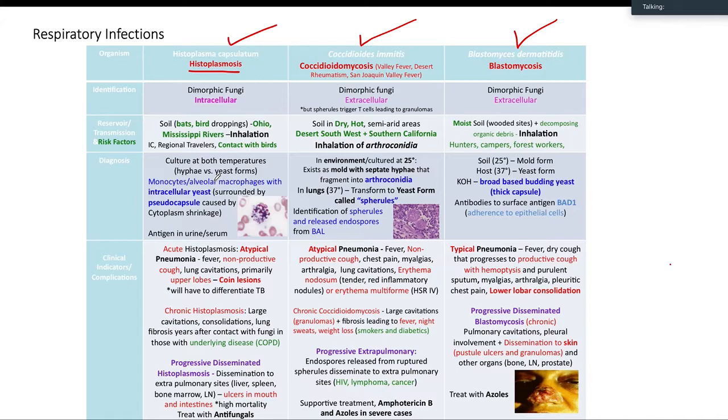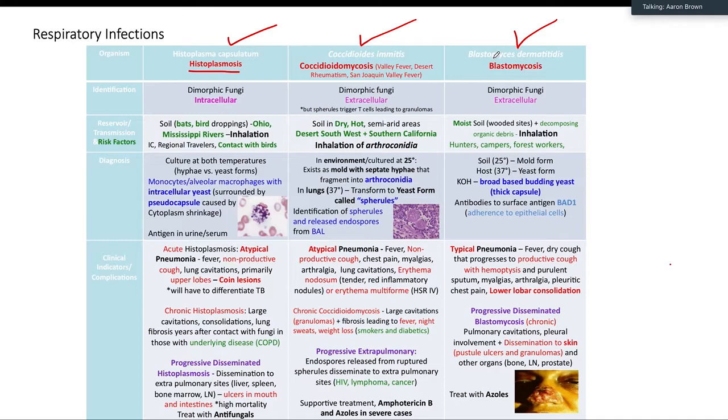Okay, so continuing with our histoplasmosis. All of these are going to be dimorphic fungi, meaning they have two forms. Whenever they talk about dimorphic fungi, think about these three bad boys: histo, coccidio, and blasto. When it's cold, they have one form. When it's hot, they have another form.